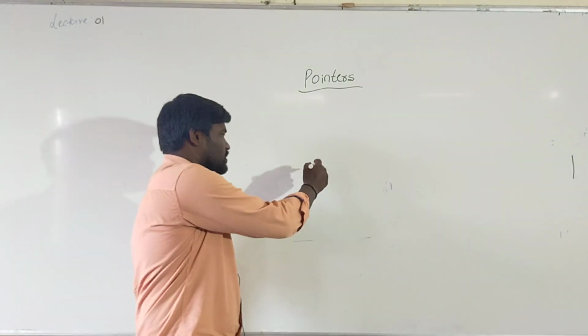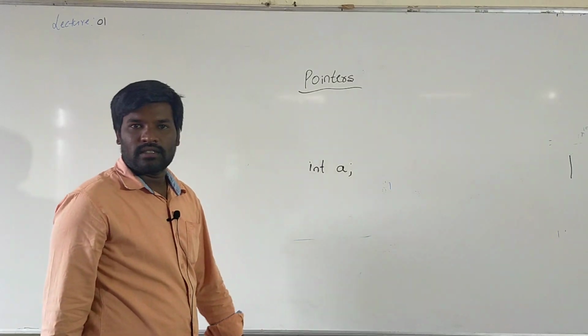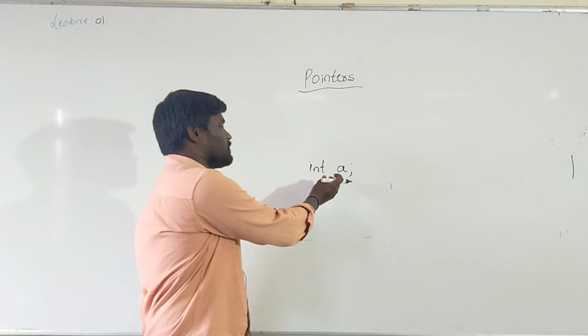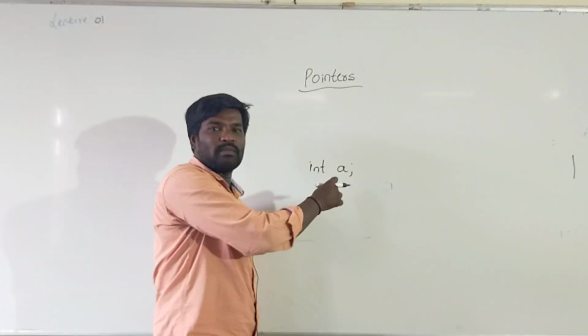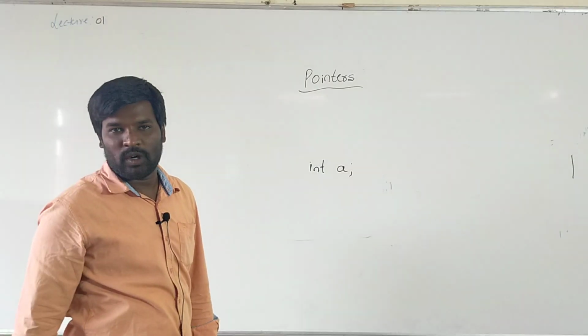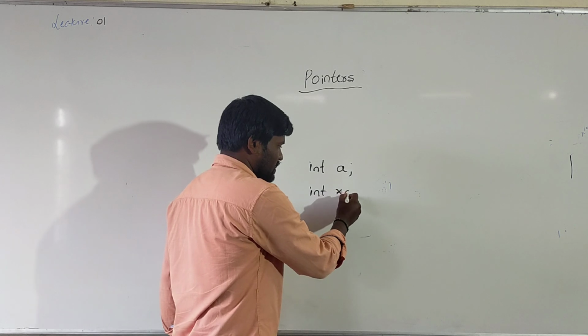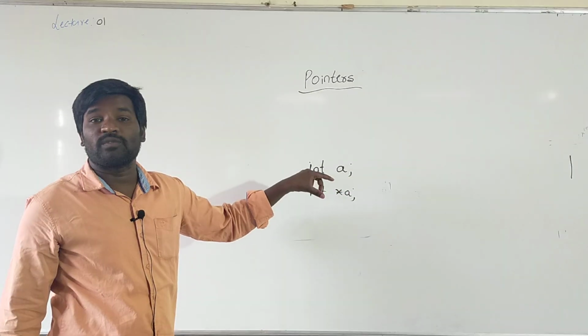For example, in a normal variable, you have to declare int a. Here a is a variable and int is a data type. So it is a normal variable. So here, pointer means the declaration of the variable is preceded by the star symbol, that is, int *a. Here star indicates the pointer variable.